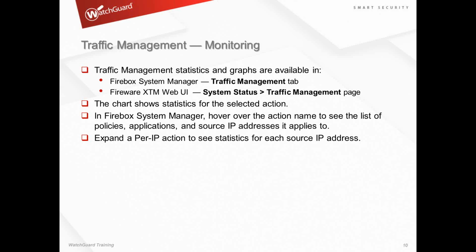So as we look at the traffic management statistics and graphs, they're available in that location, the System Status Traffic Management page. The chart will show the statistics for each selected action. And then in the Firebox System Manager, hover over the action name to see the list of policies, applications, and source IP addresses that it applies to. And expand a per IP action to see statistics for each source IP address.